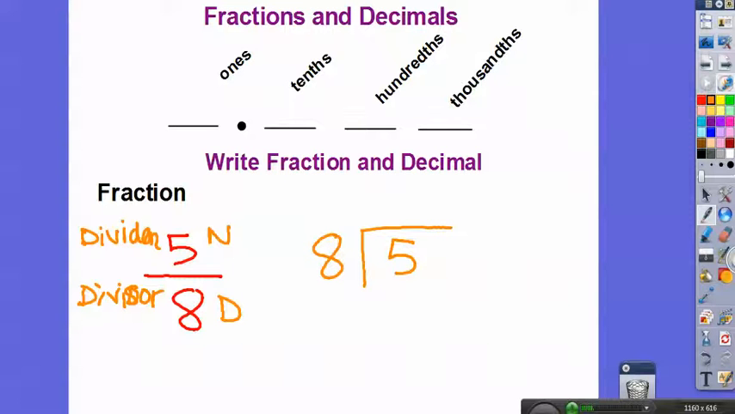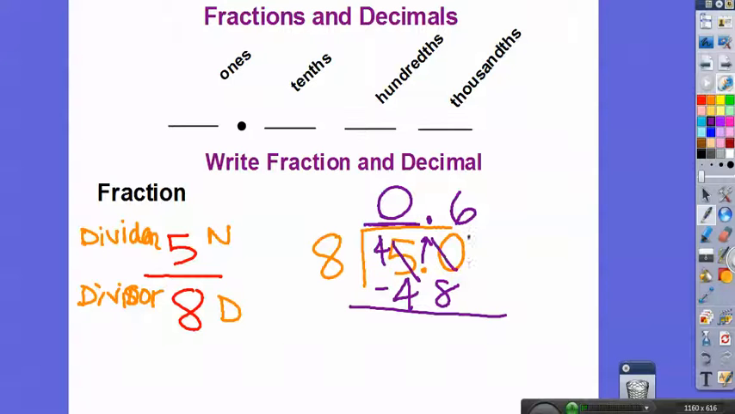And now we're going to find our decimal. Well, 8 can't go into 5, and I don't want to change my number, so I need to add a decimal and a 0. And then I want to make sure that I bring my decimal up to the quotient. So 8 can't go into 5, so I can leave that blank, or I can put a 0. But 8 goes into 50. Well, how many times does 8 go into 50? 8 goes into 50 6 times. 6 times 8 is 48.